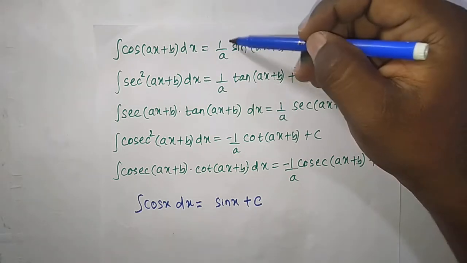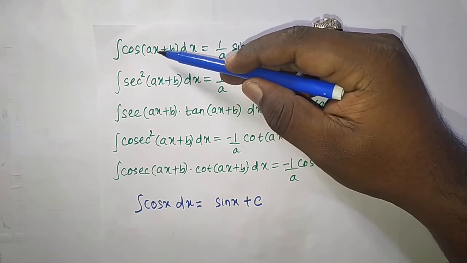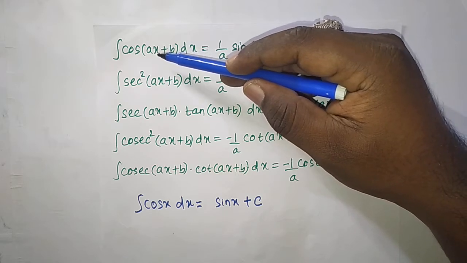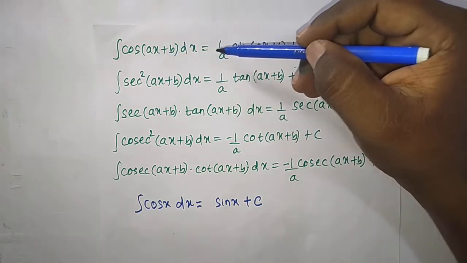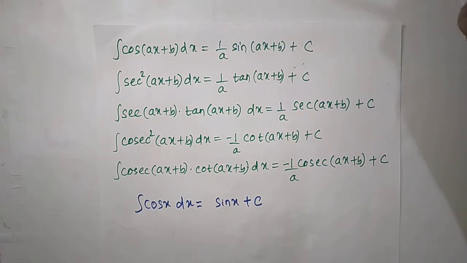Here it doesn't depend on b, only on a. What is a? A is the coefficient of x. Okay, a is the coefficient of x. You only have to write one extra term, 1 by a into sin ax plus b plus c.